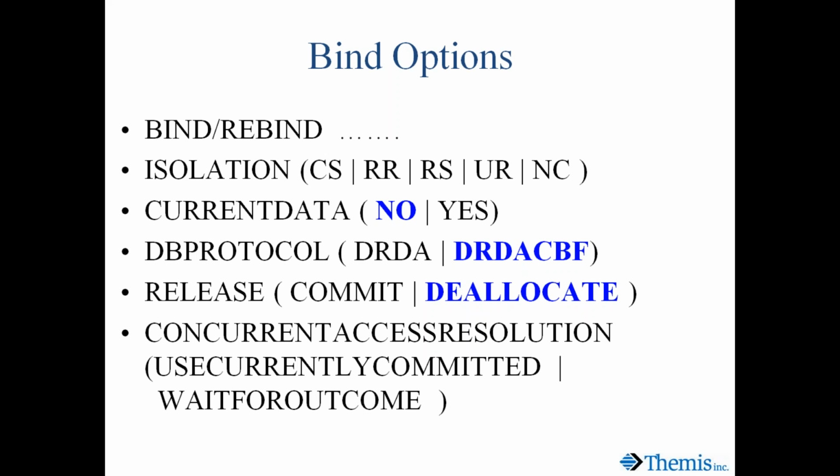And consider looking at your other concurrency, maybe current access resolution. You might say, hey, use the currently committed for your read-only processing and keep on going. Don't wait for the outcome. So you can reduce the lock overhead for your read processes. So those are some of the bind options. Review your binds at each release of DB2. Now, one size does not fit all when it comes to the binds.